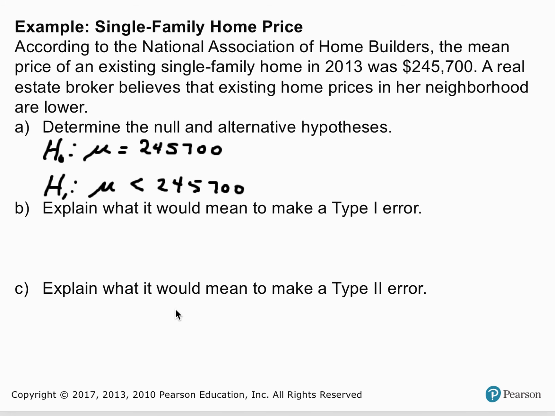Explain what it would mean to make a type 2 error. The evidence leads the broker to conclude that the mean price is not lower when it really is. Okay? In other words, you don't reject the null hypothesis, and you should have.